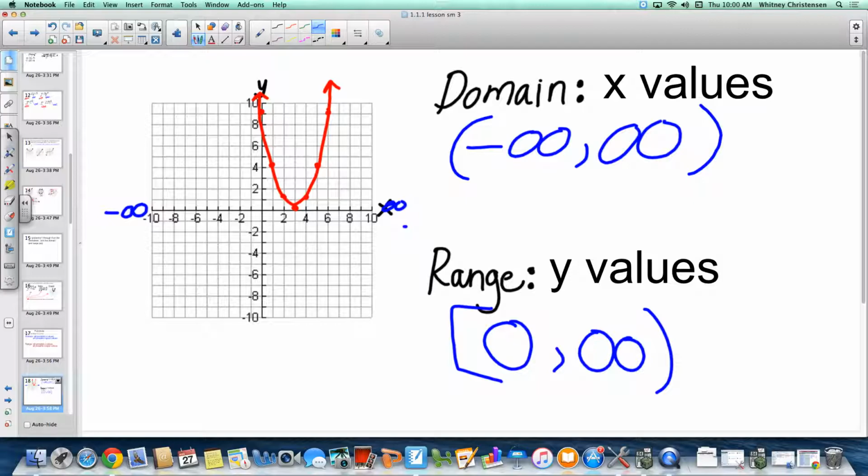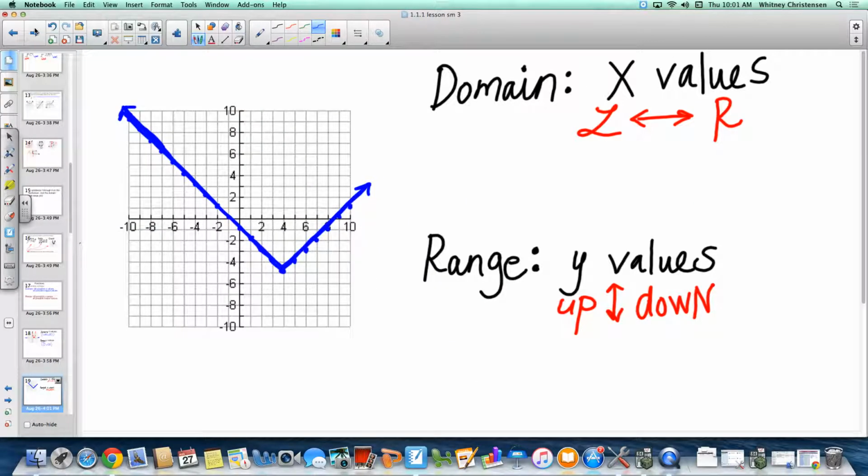Okay. Let's do another one. Let's look at this one. They get a little bit trickier. Okay, looking at this one, let's find the domain. Now, do not look up and down. It does not matter that it's growing up. It doesn't matter if it's growing down. We're talking left and right only. So tell me, I want you to think about it, and I'll let you tell me in a second. Everyone's going to think about this. What's the domain on this one? Everybody think, and then tell your group. Ready, set, go. What's the domain on this one?